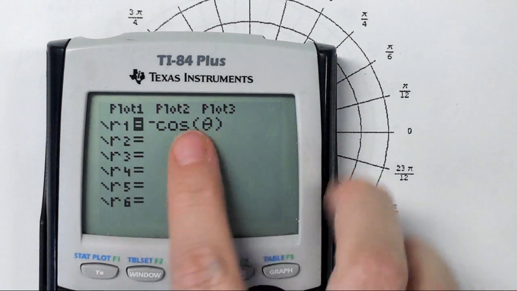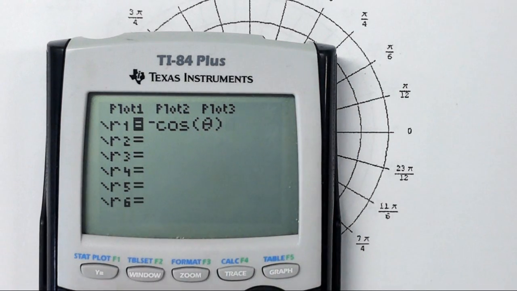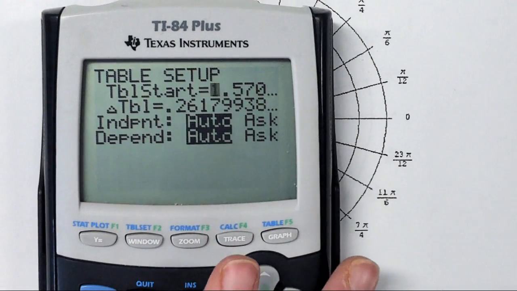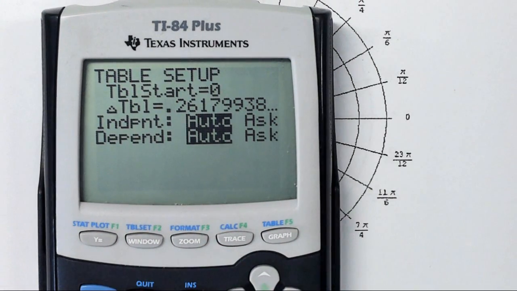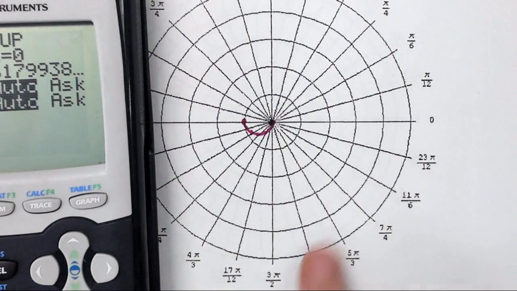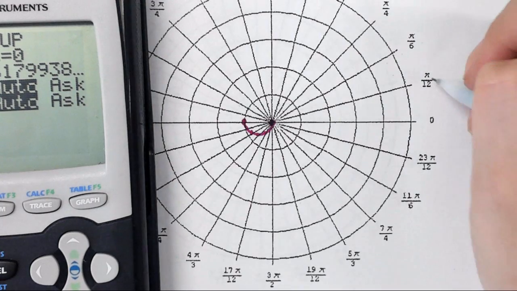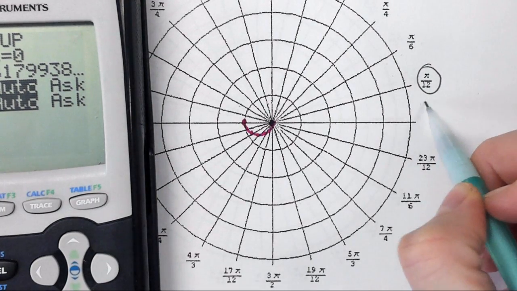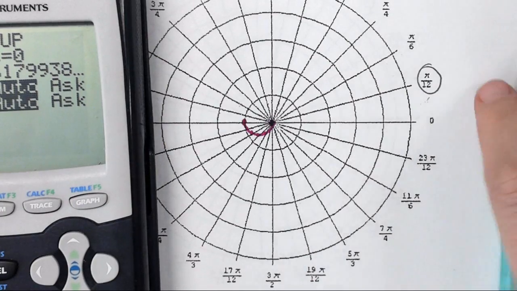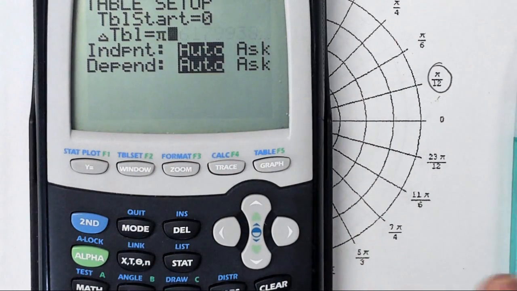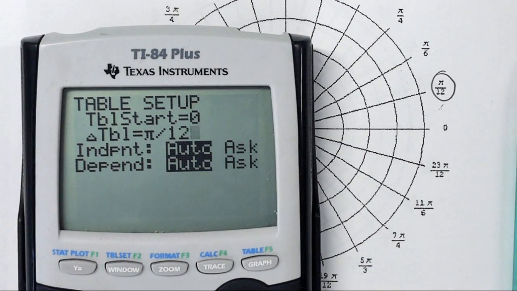Okay, so now I have my equation here. Look at this table set. So we're going to go to second table set, and then it says table start. We're going to start at 0. And then this is asking me what I want to go by. Let's look at my polar grid. What does my polar grid go by? Pi over 12. See how this is the first one here? Pi over 12. So what we want to go by is pi over 12. So I'm just going to do pi divided by 12. Now when we get the table, this is going to generate a point for every single line.